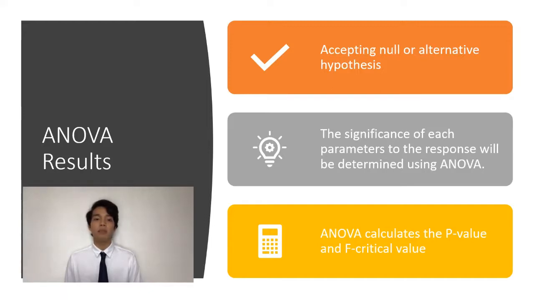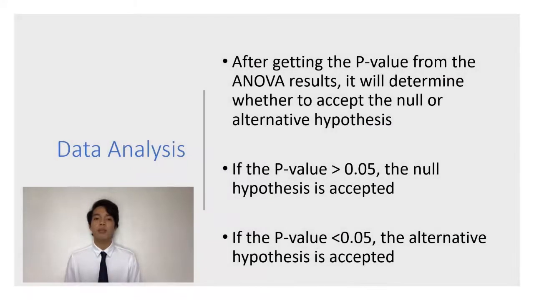We accept the null hypothesis when all the independent parameters have no significant effect on the response. While for the alternative hypothesis, there should be at least one significant independent parameter to continue the study. After getting the p-value from the ANOVA results, it will determine whether to accept the null or alternative hypothesis. If the p-value is greater than 0.05, the null hypothesis is accepted. If the p-value is less than 0.05, the alternative hypothesis is accepted.